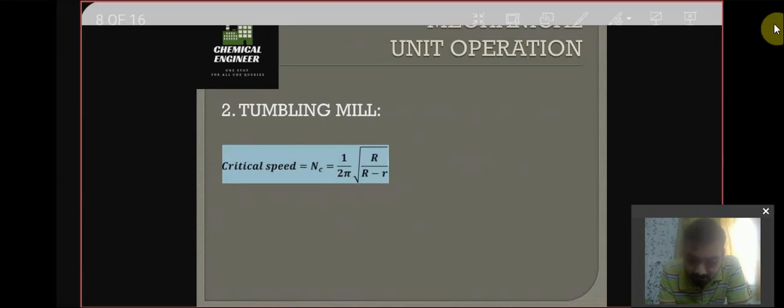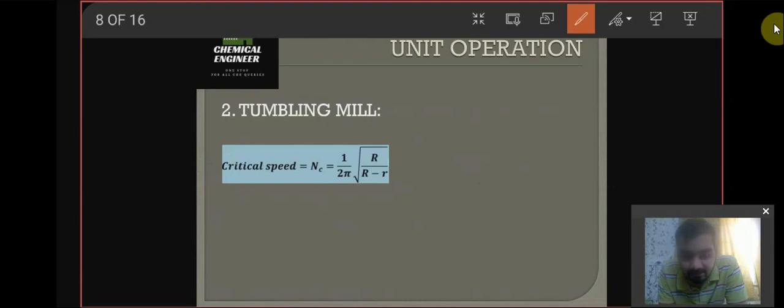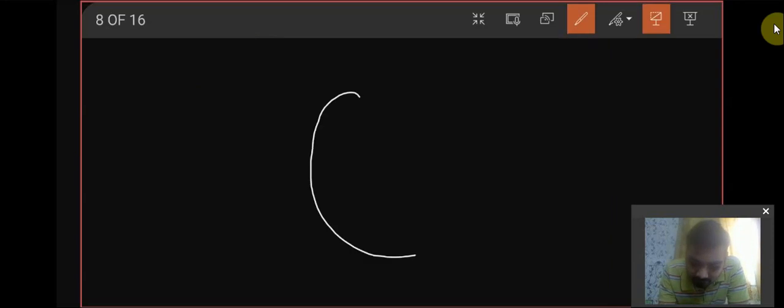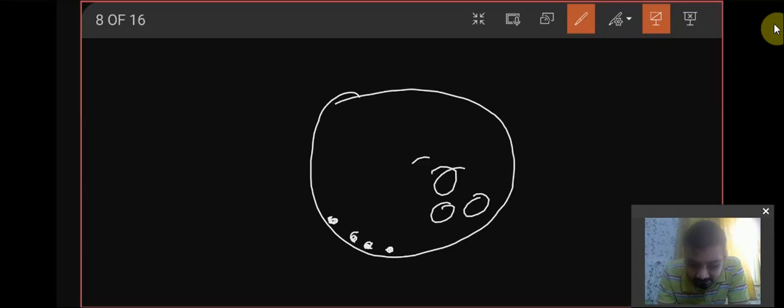Next we have the tumbling mill. This formula always has some 1 mark or 2 mark question. This formula gives the relation for the critical speed. The mill is a milling equipment. It will have some balls, hard metallic balls, and from there we give some feed.